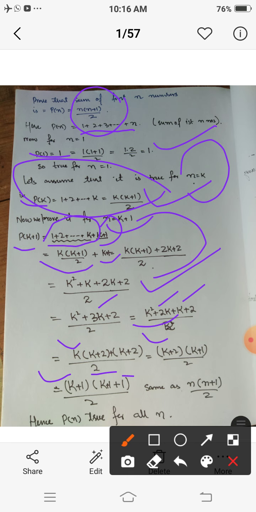Now the given statement is P of n. We have to prove P of n is n into n plus 1 upon 2. Now P of k plus 1 becomes k plus 1 into k plus 1 plus 1 upon 2. So this means that the given statement is true for k plus 1 also. Hence, by the principle of mathematical induction, we can say that P of n is true for all n. Hence, the sum of first n numbers, that is 1 plus 2 plus 3 up to n, is n into n plus 1 by 2. So this is the principle of mathematical induction.